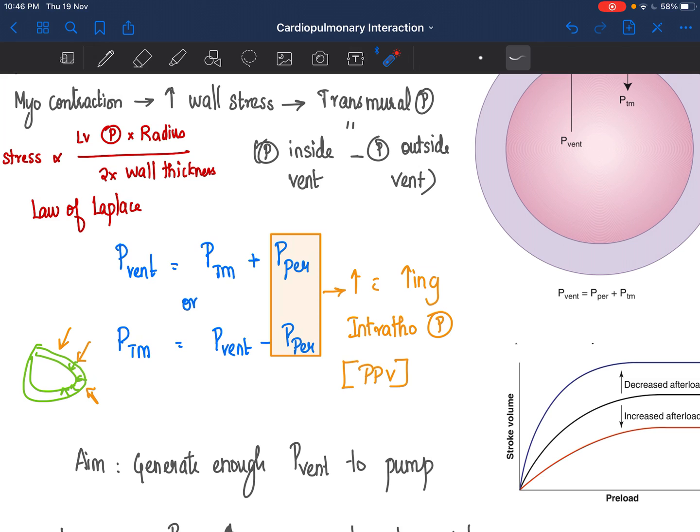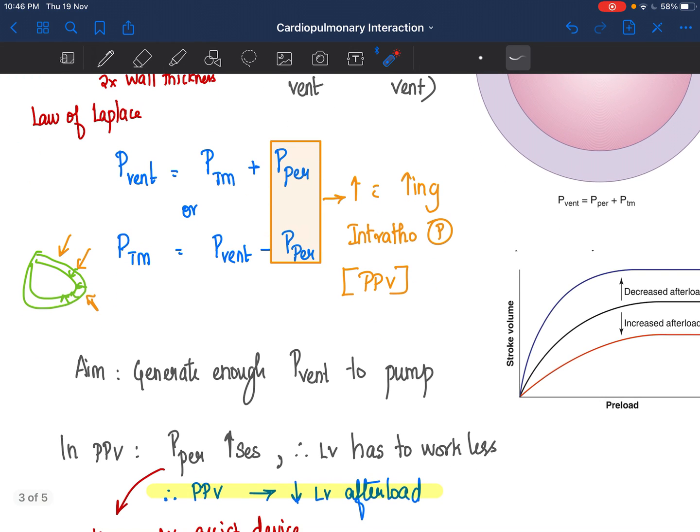Imagine your pericardial pressure is around 5. You want your ventricular pressure to be 120. So in that case, you want your transmural pressure to be what? 115, right? 115 plus 5.